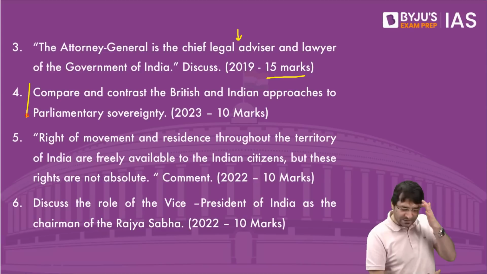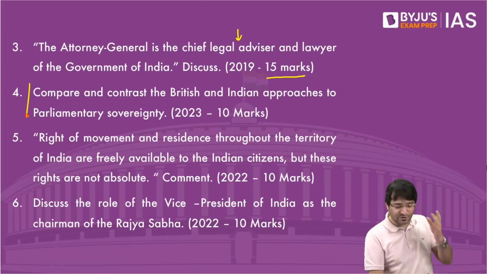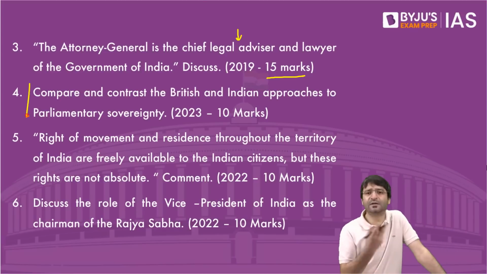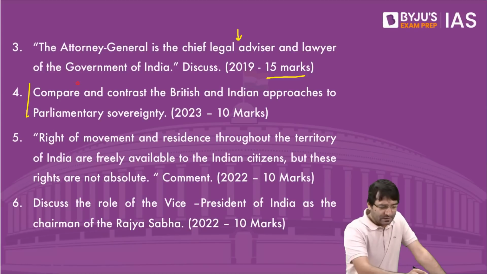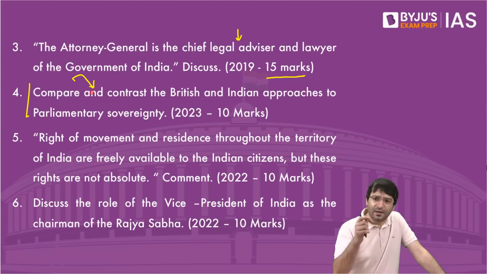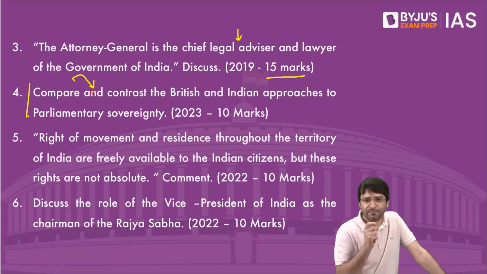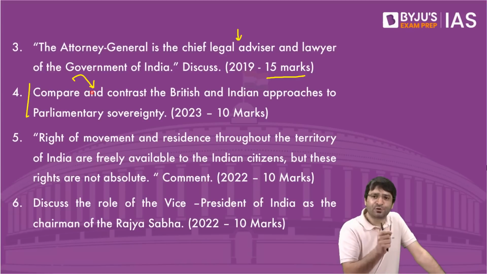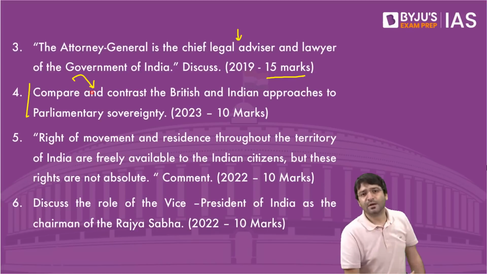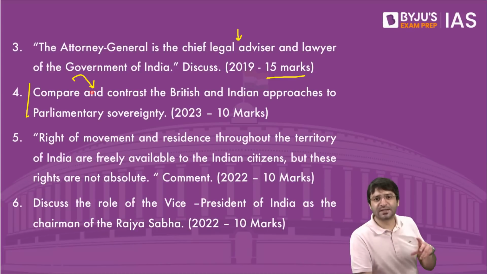Compare and contrast the British and Indian approaches to parliamentary sovereignty. 10 marks, 100 words. Compare and contrast. Britain is a constitutional monarchy. It has an unwritten constitution, and in an unwritten constitution, Parliament is supreme. Parliament has the absolute power in making all laws. In the words of De Lolme, Parliament of Britain can do anything except convert a man into a woman and a woman into a man.